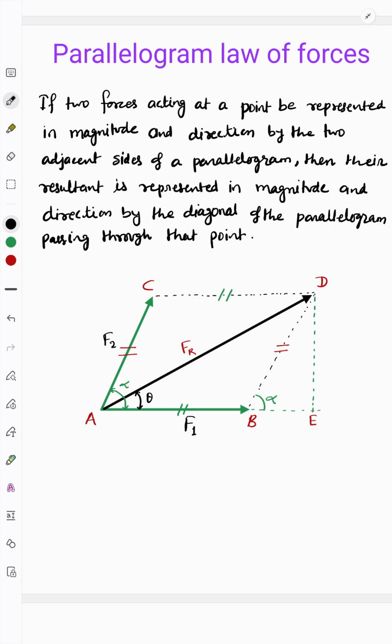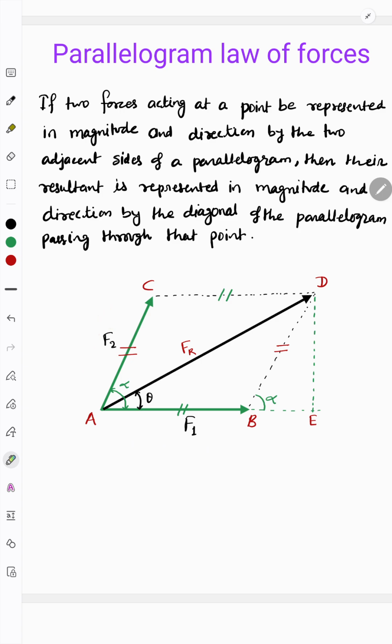If two forces acting at a point are represented in magnitude and direction by the two adjacent sides of a parallelogram, then their resultant is represented in magnitude and direction by the diagonal of the parallelogram passing through that point. So here the two forces: F1 is represented by line AB, F2 is represented by line AC. So this force and this force are taken.